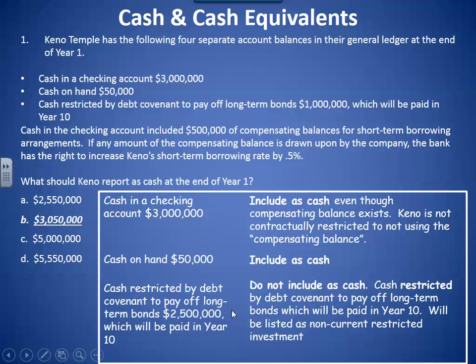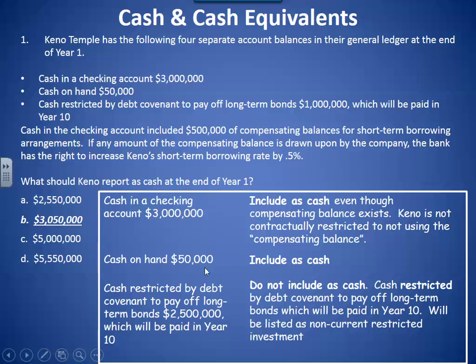Okay, number one, the answer is B, $3,050,000. So let's take a look at the individual pieces of information here. We had cash in our checking account of $3 million, and we're going to include it as cash and cash equivalents, even though a compensating balance exists. Keno's not contractually restricted from using that compensating balance. As a matter of fact, they can use it. They just have to pay an additional premium on their borrowing rate. So that would be cash and cash equivalents.